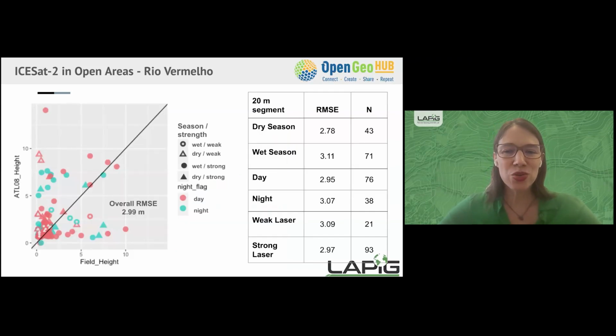So when we look at the 20-meter segment size, we find that it's not perfect, but we do find a decent correlation, and that it's specifically most important to also filter for strong beams and potentially do additional filtering to really improve our results.